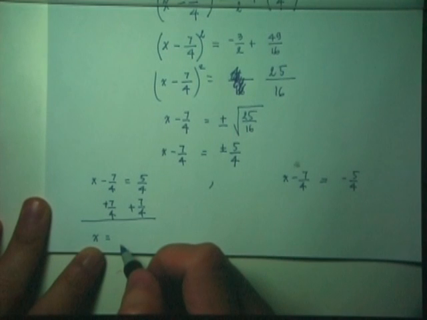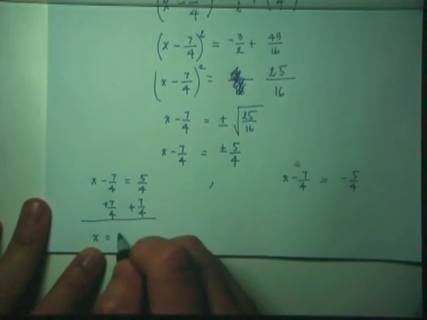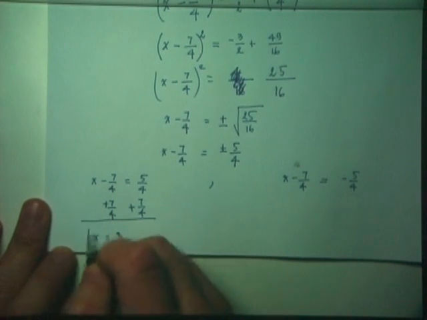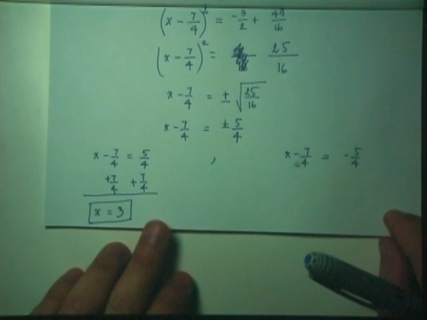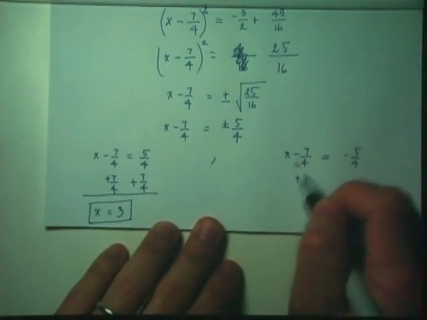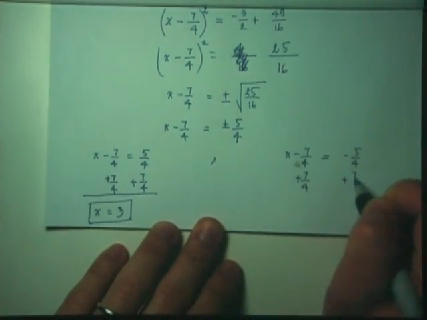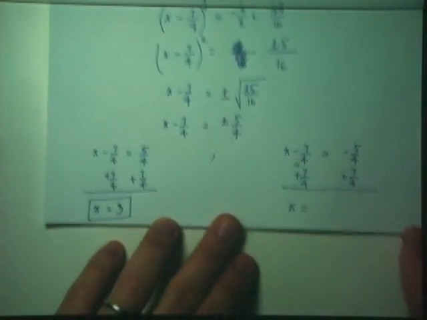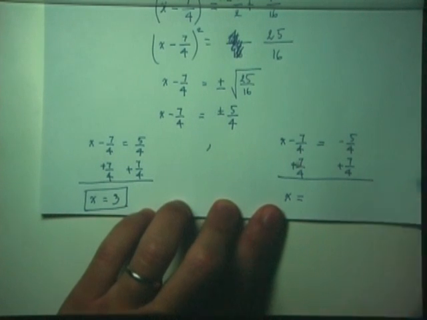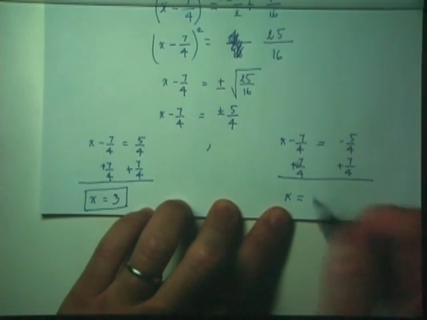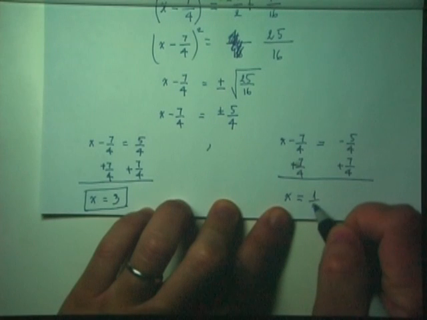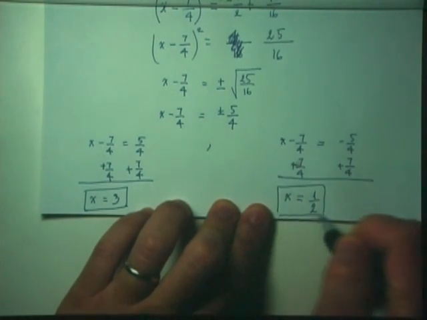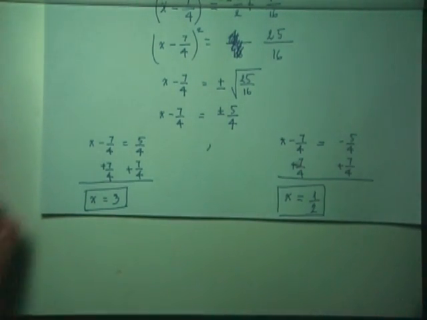Allow me to move a little quickly here, but 7 over 4 plus 5 over 4, that gives me 3, because all together that would make 12 over 4. Now on the other hand side, I need to add 7 over 4 to both sides once again, and check with your fraction scale if you need to, but allow me to move fast here. So x would equal, now 7 minus 5, so it's going to be 1/2. So that's my other solution for the equation.